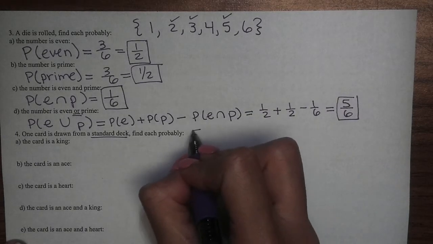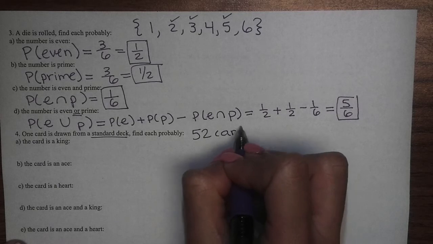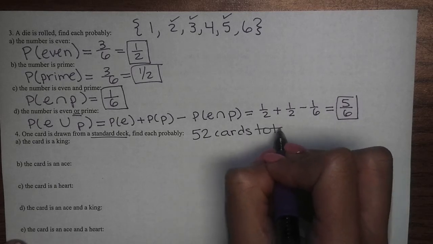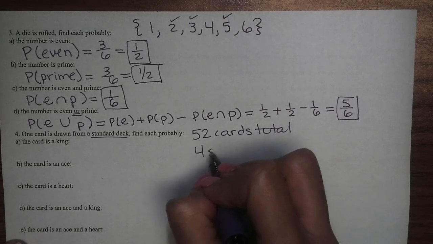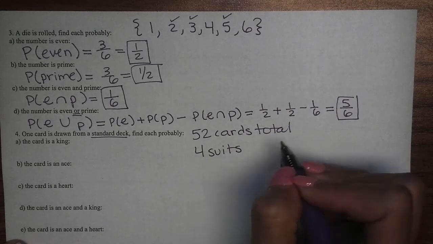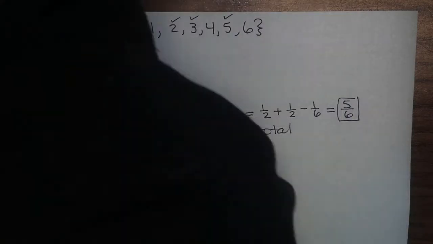In a standard deck of cards, there's 52 cards total. There are what's called 4 suits. And the suits are clubs.